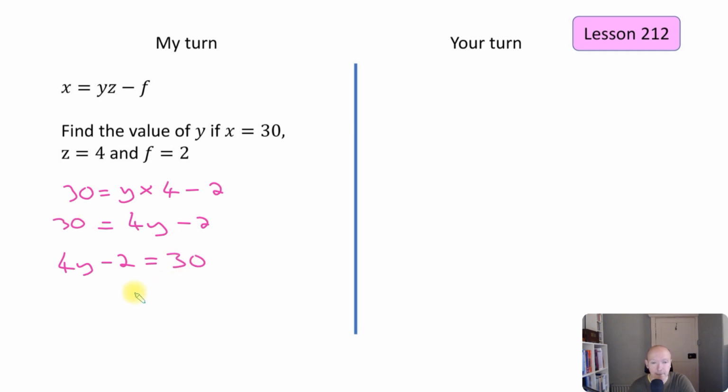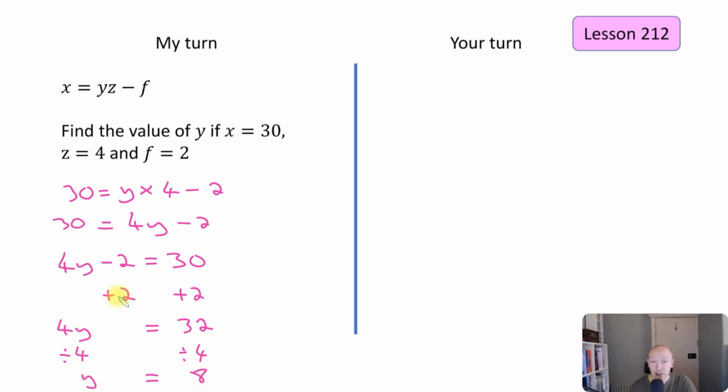That's perfectly fine. Then we've got again the balancing scales idea. Whatever you do to one side, do the same to the other side. So in this case, I'm going to get rid of the minus 2 by adding 2. Means I've got to add 2 to this side here, equals underneath. 30 plus 2 is 32, and minus 2 plus 2 is 0, so that's 4y. And I've got a times 4, opposite is divide by 4. So that'll be y equals 8.